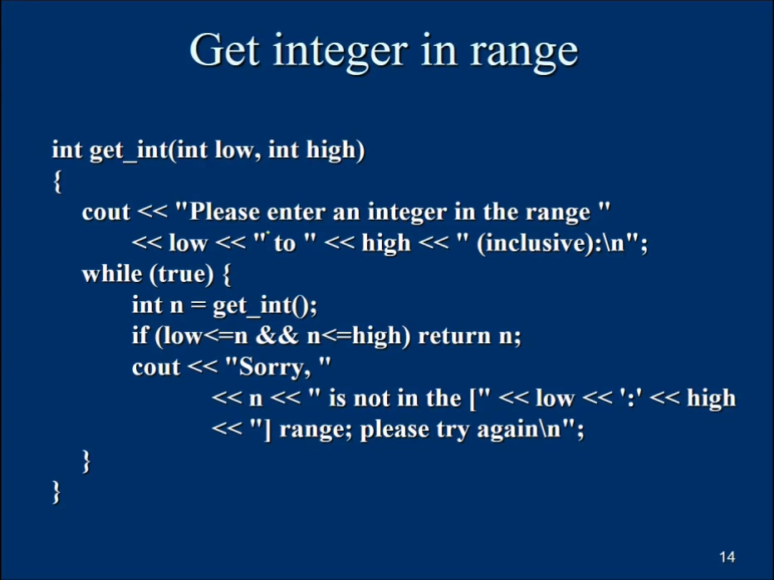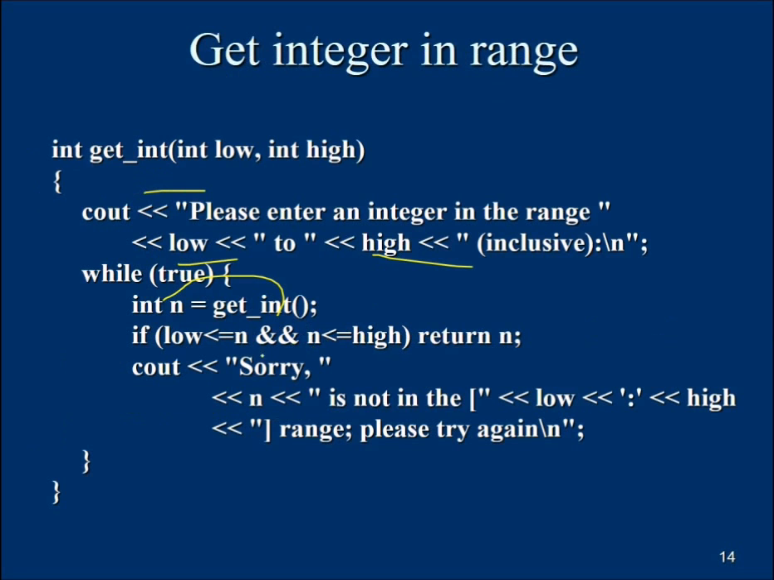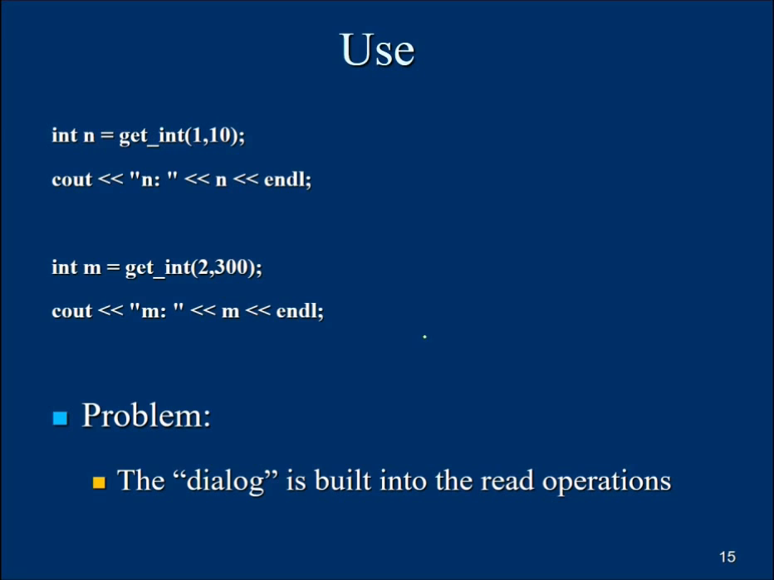Then we can have this get integer in a range, a slightly different version. Please enter an integer in this range from low to high, and while true we get int through get int, and we check for high and low and return n. We say sorry if it is not in the range, and we present the user with the problem.